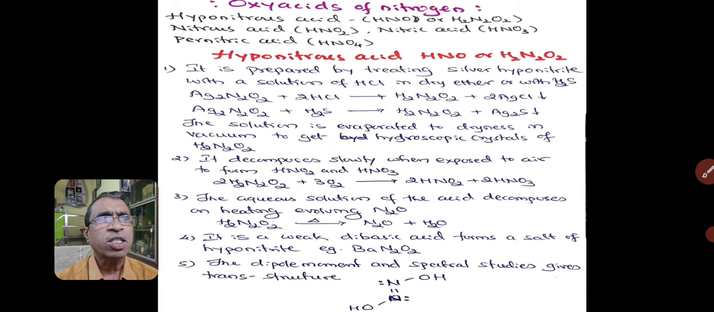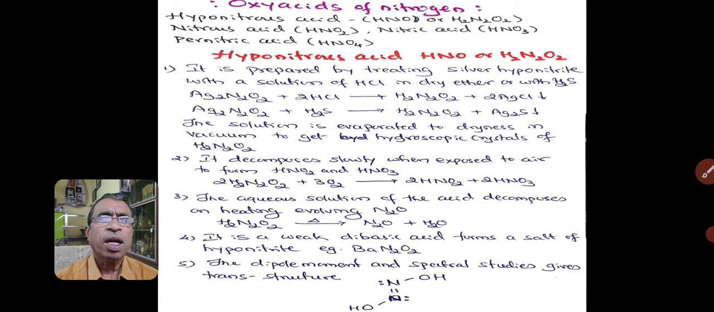HNO, which gets dimerized to form H2N2O2. Hypo means one oxygen less. Nitrous acid, formula HNO2, nitric acid, HNO3, per-nitric acid, HNO4. Per refers to one oxygen more.